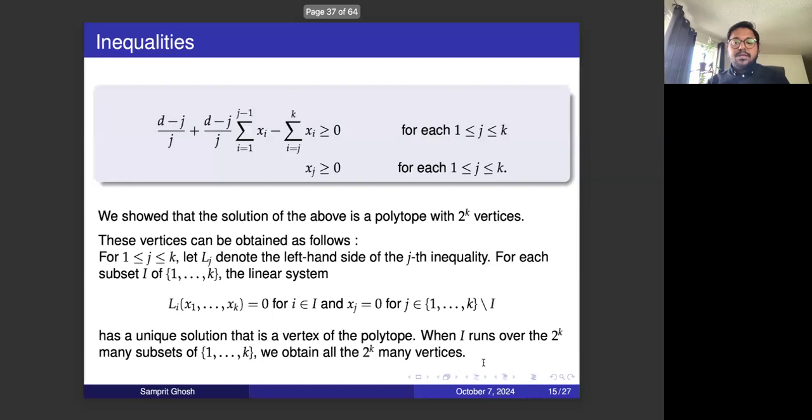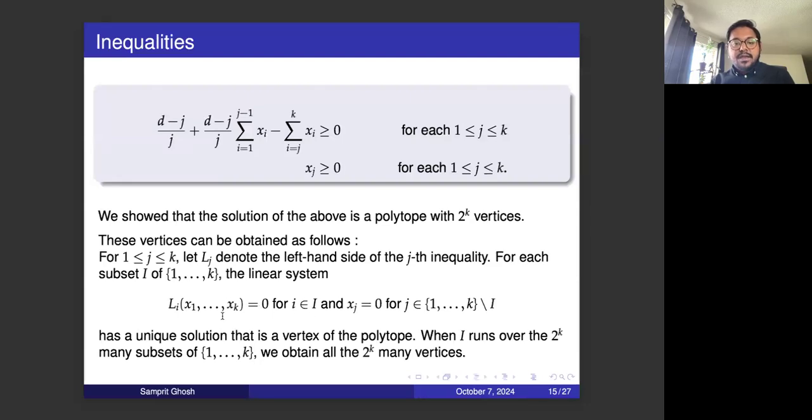So here is how we see that the solution is in fact a polytope with 2 to the k vertices. Now, it turns out that suppose we call this left-hand side Lj of x, or Lj of x1, x2, ..., xk. So for each subset I of 1 through k, the linear system Li of x1, x2, ..., xk equal to 0 for i in I.